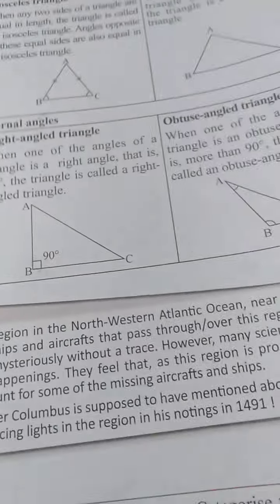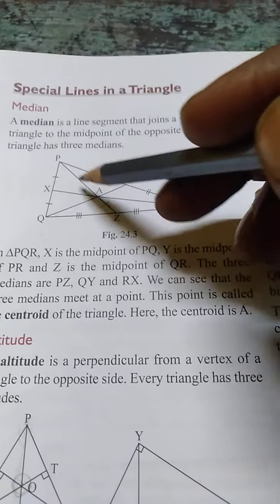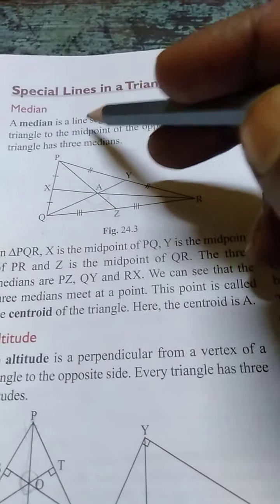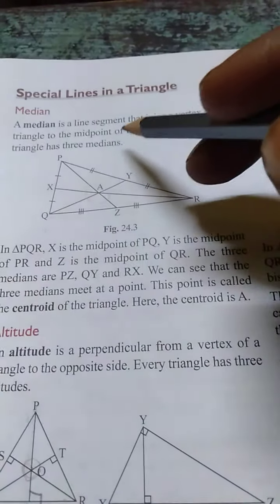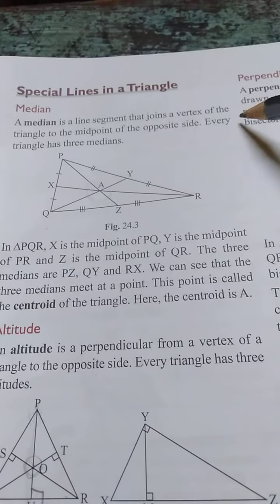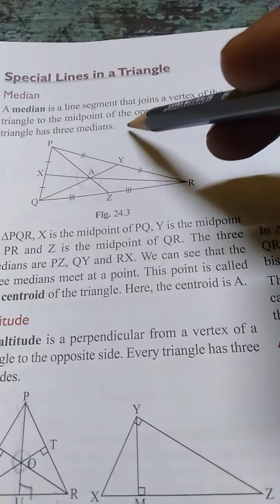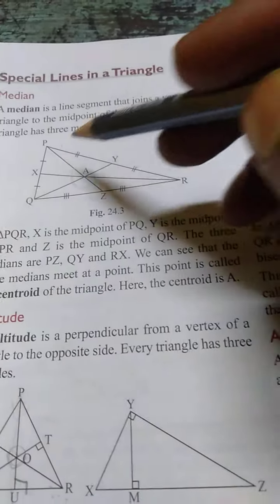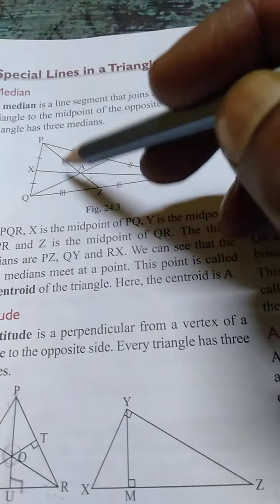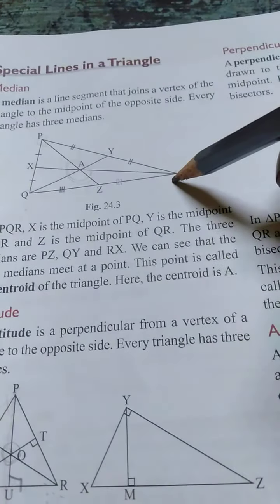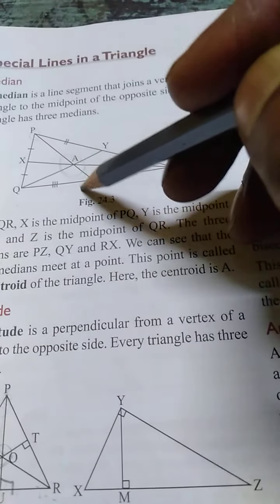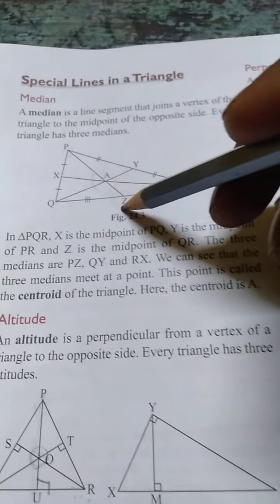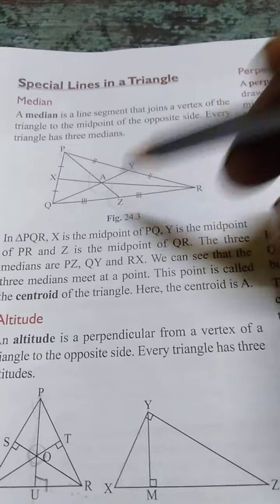Okay. So now let's come to some special lines in the triangle. First is the median. A median is a line segment that joins a vertex of a triangle to the midpoint of the opposite side. Suppose P is one vertex and the opposite side is QR. And Z is the midpoint of QR.